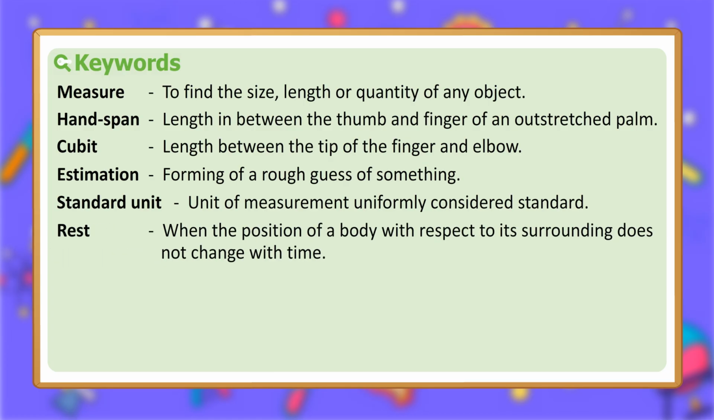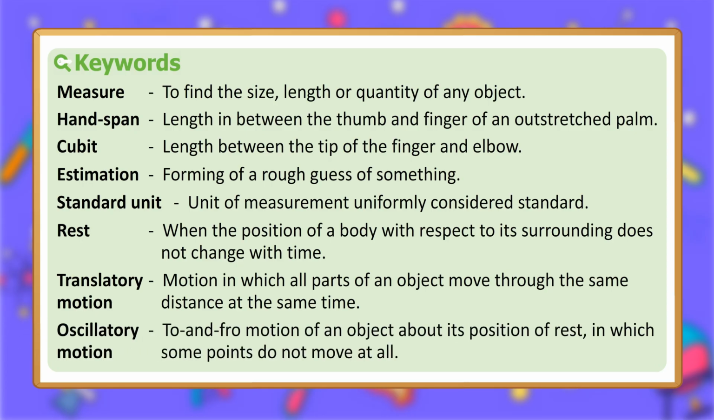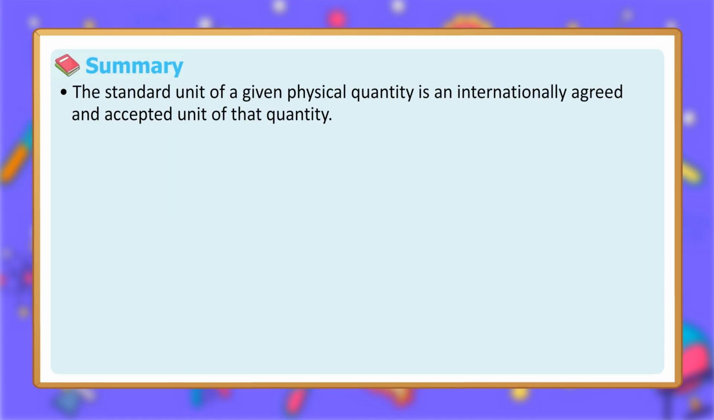Rest, when the position of a body with respect to its surrounding does not change with time. Translatory motion, motion in which all parts of an object move through the same distance at the same time. Oscillatory motion, to and fro motion of an object about its position of rest, in which some points do not move at all.